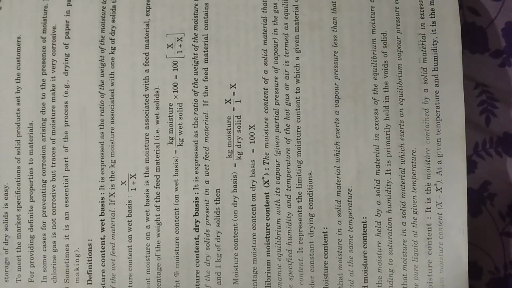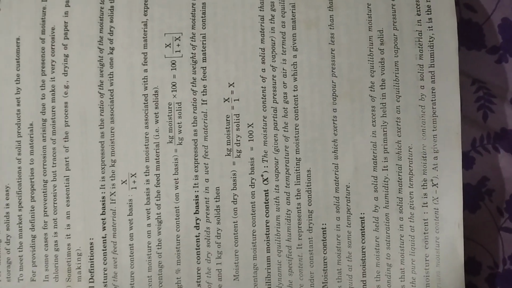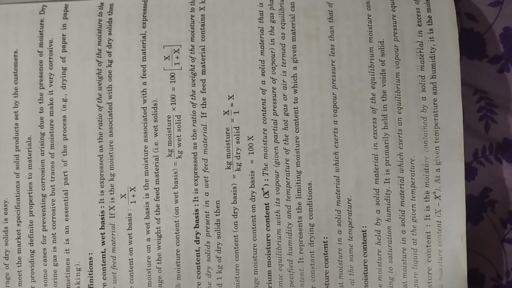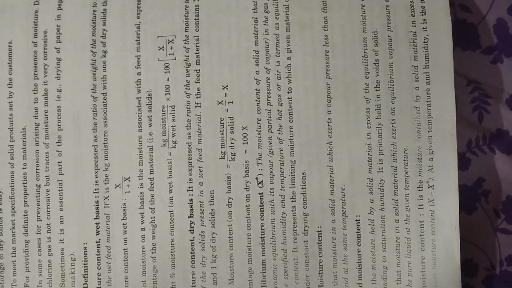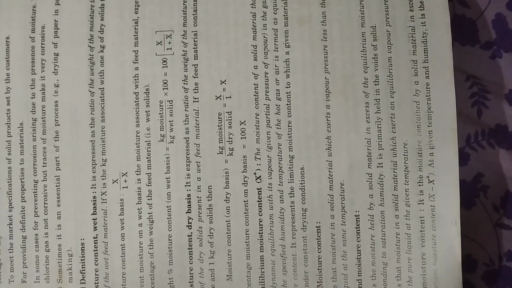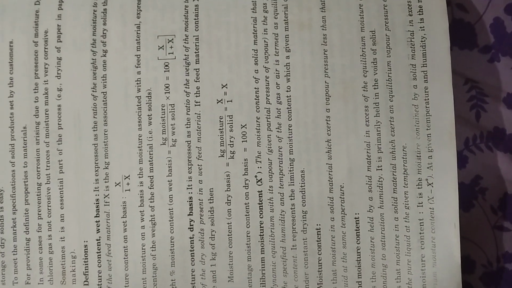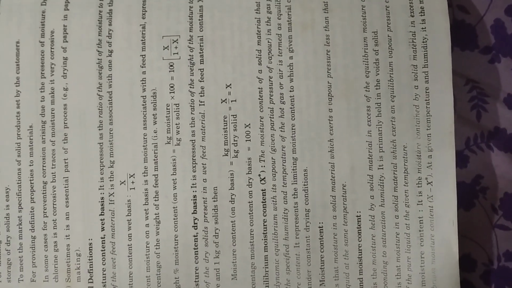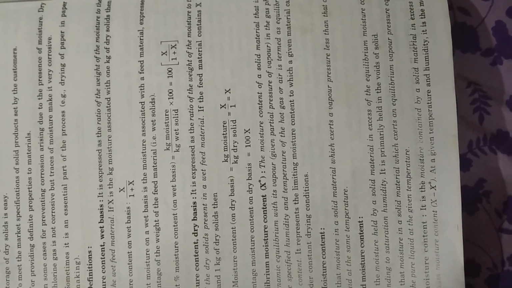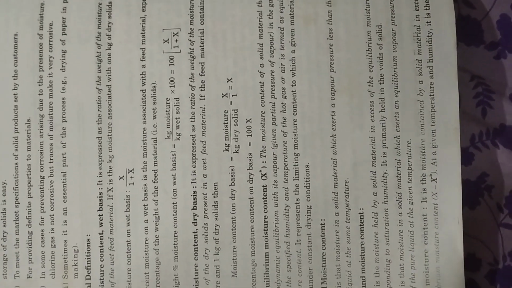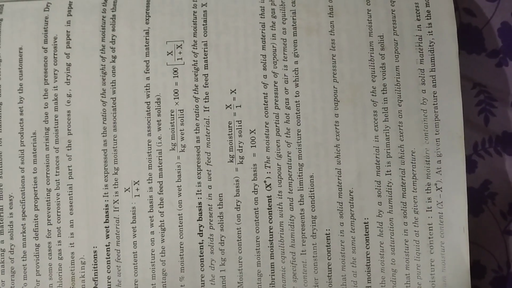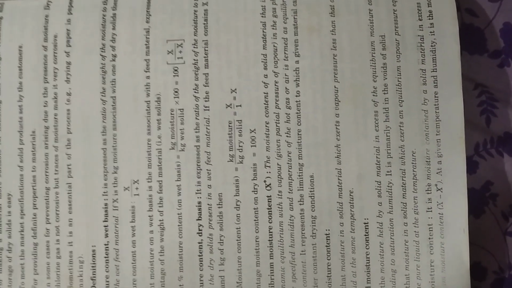Now the second definition, bound moisture. It is moisture in a solid material which exerts a vapor pressure less than that of a pure liquid at the same temperature. Now, these definitions mean we have to know about the vapor pressure and the partial pressure of vapor in a gas mixture. The partial pressure and vapor pressure may make a big difference to this moisture content.